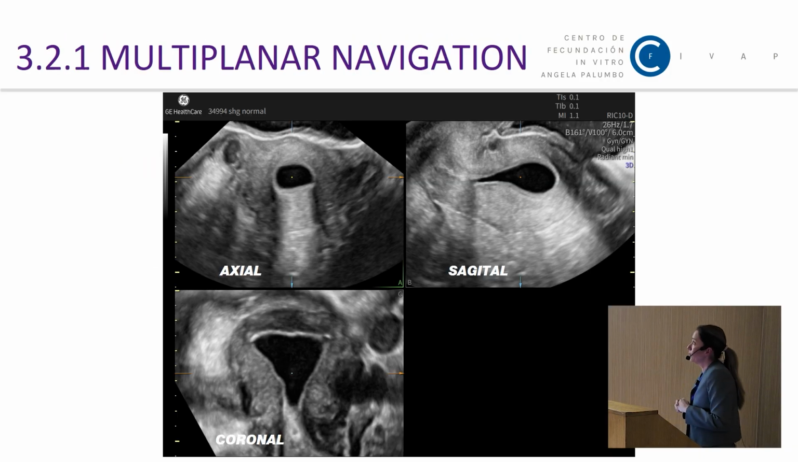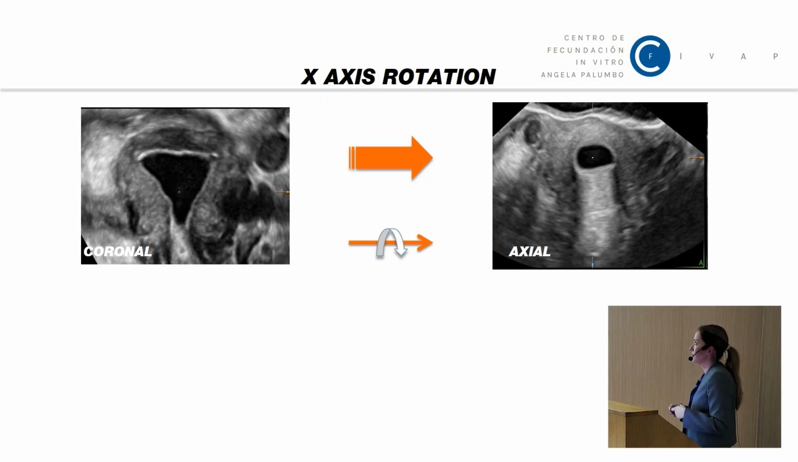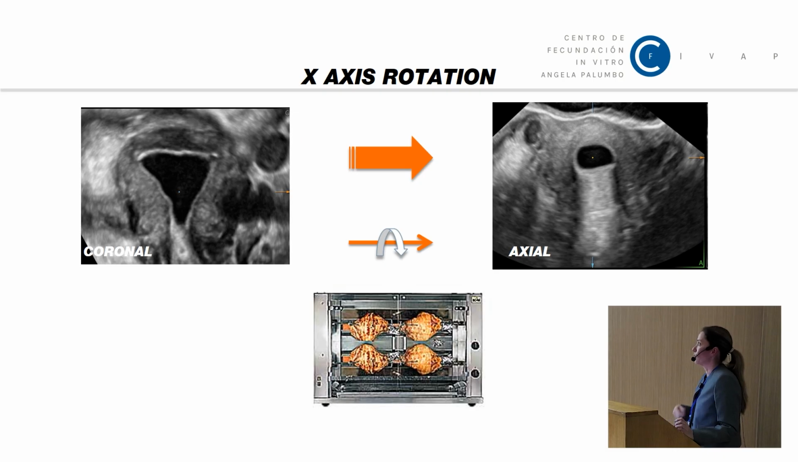This is the multiplanar view we have seen before. First of all, I would like to remember how to navigate in this multiplanar view in a different way than Peter and Marcelo told us, so maybe we can fix this concept. To do so, we are going to start with the coronal plane and we will rotate it in the different axes. So if we have the coronal plane and we rotate the uterus in the X plane, we will obtain an axial view. And this is because the uterus will do the same movement as a roast chicken does.